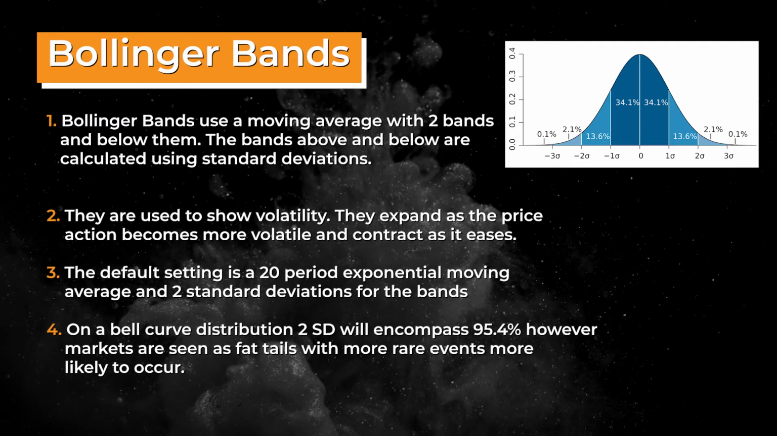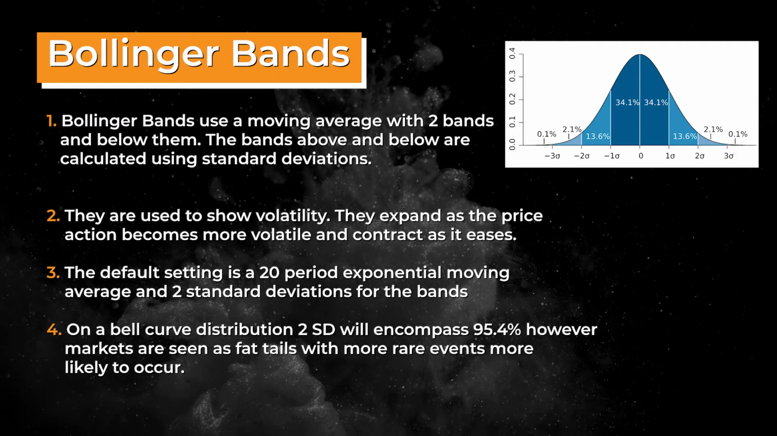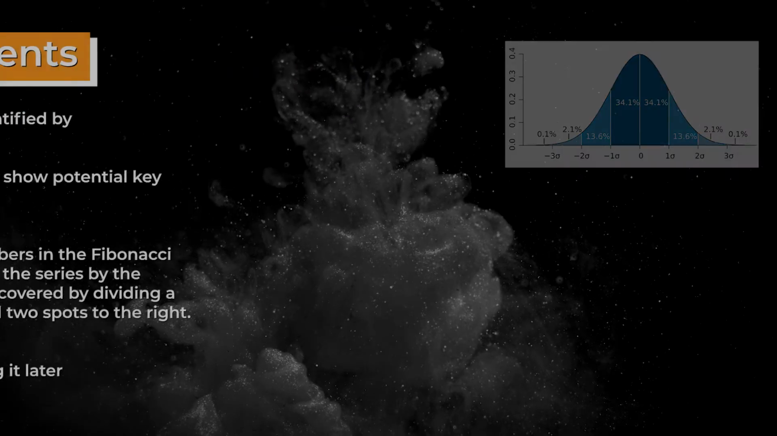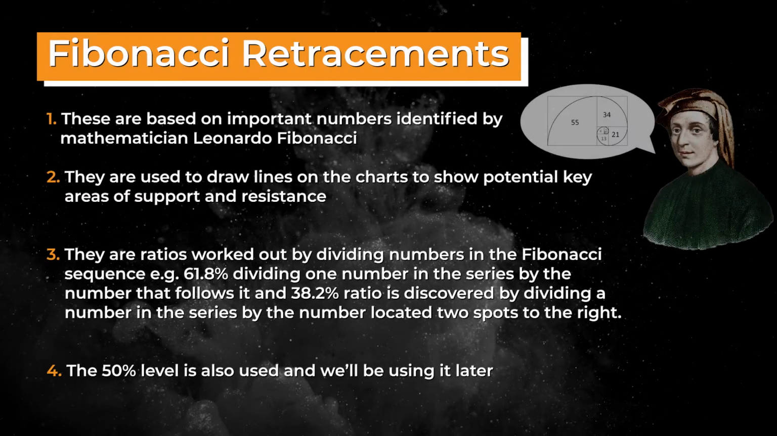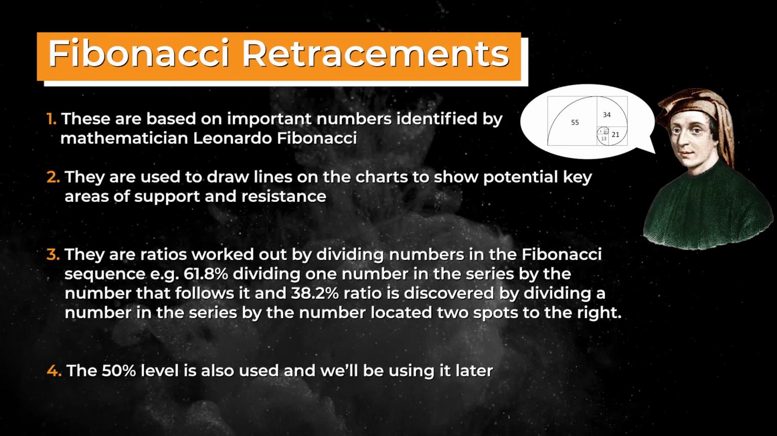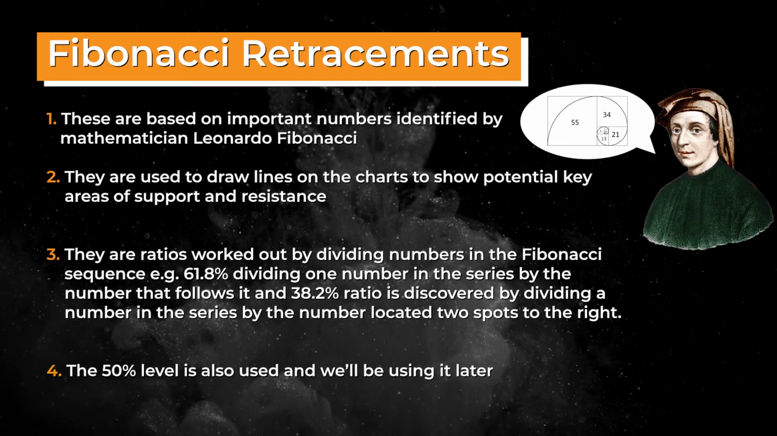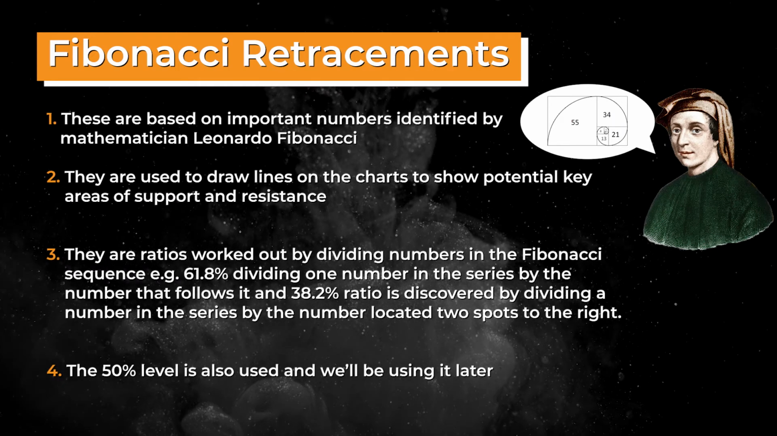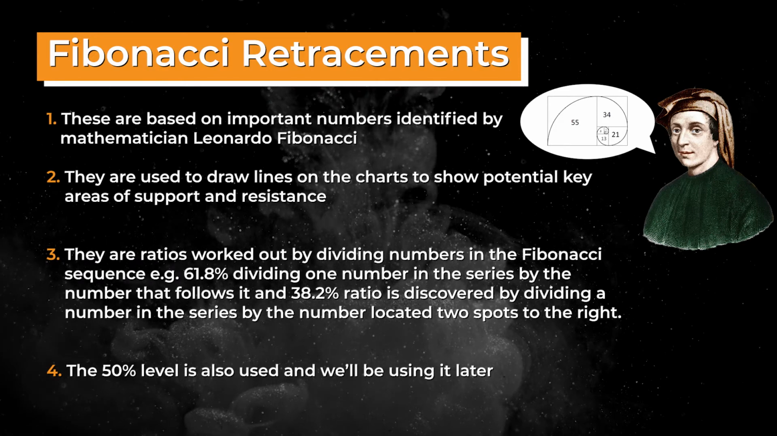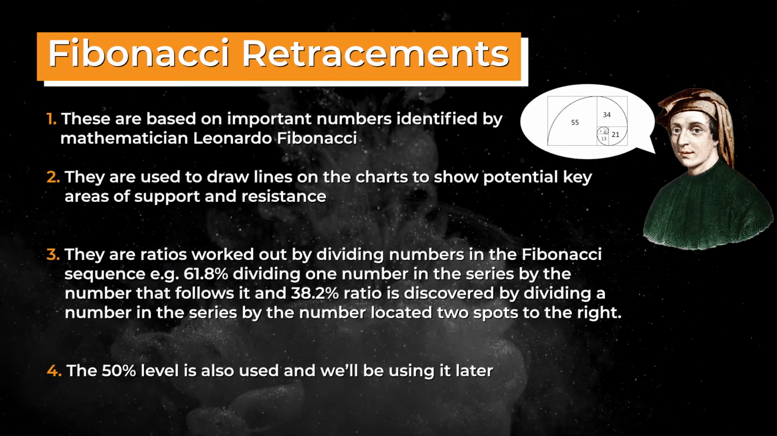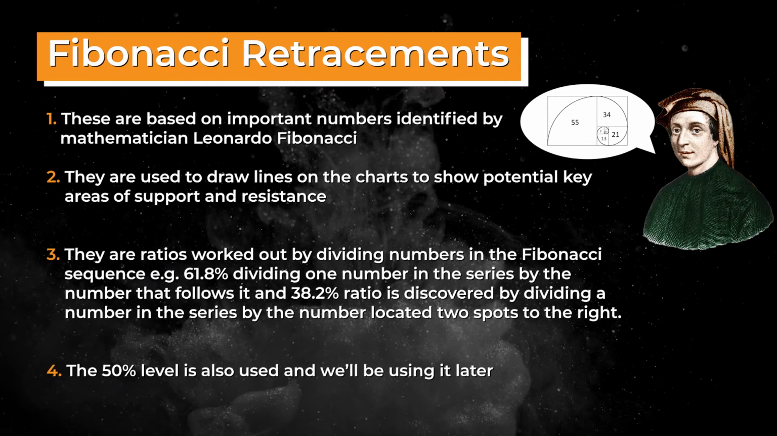Okay. The third indicator we're going to use is the Fibonacci Retracement. These are based on numbers identified by the famous mathematician Leonardo Fibonacci, and they're used to draw lines on the charts, and they could show potential key areas of support and resistance. They work on ratios worked out by dividing numbers in the Fibonacci sequence.